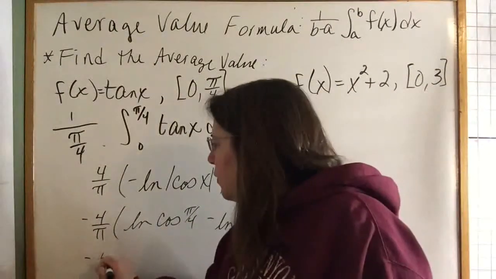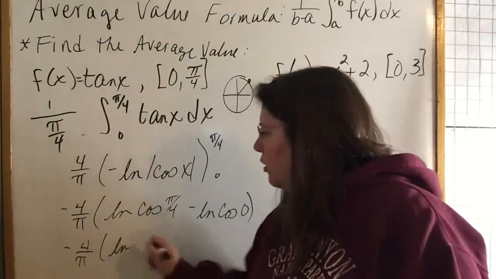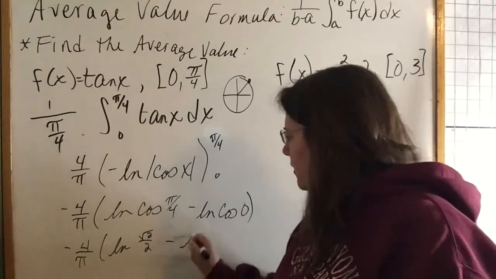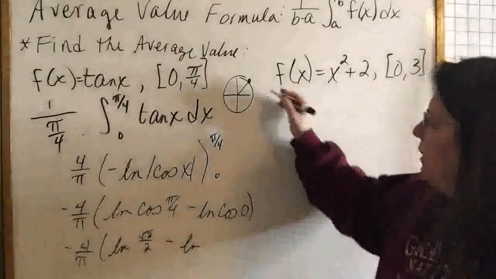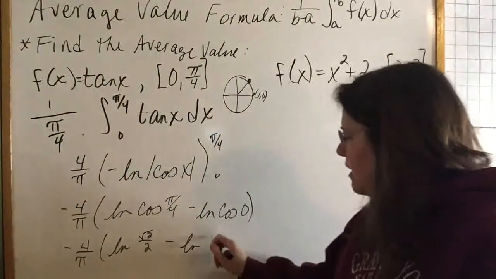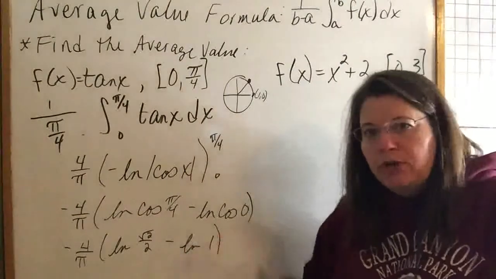So I have negative 4 over pi times natural log of square root of 2 over 2 minus natural log cosine at 0. We know this ordered pair is 1, 0, so cosine would be 1. So that's natural log of 1. Well, we know that the natural log of 1 is 0, hopefully. If you don't, you can put it in your calculator.